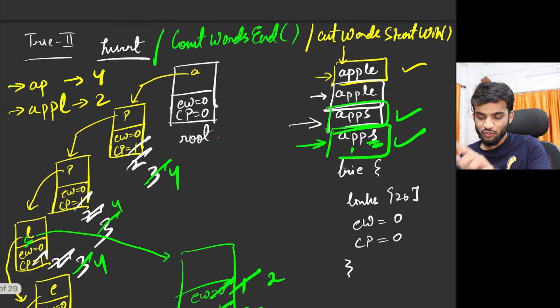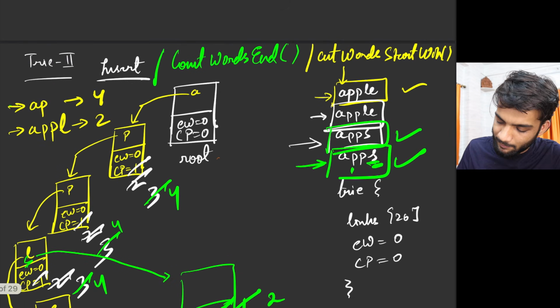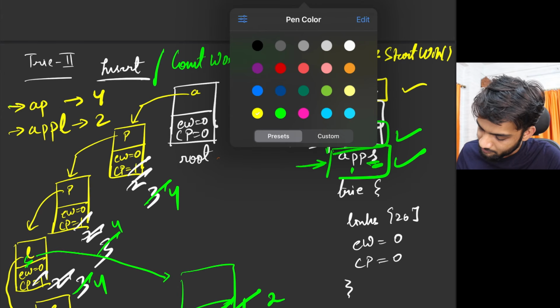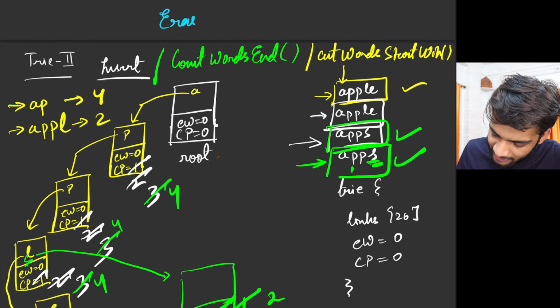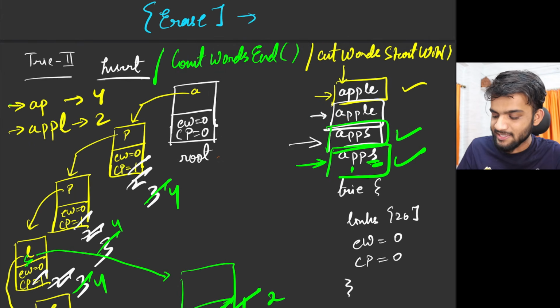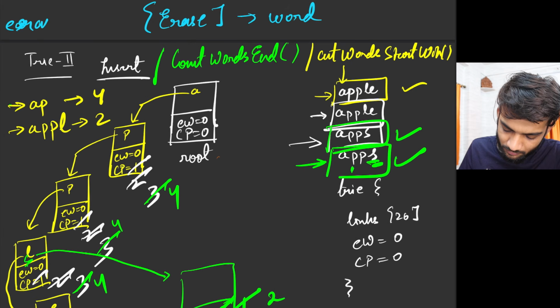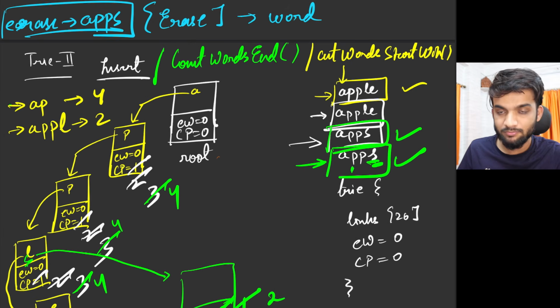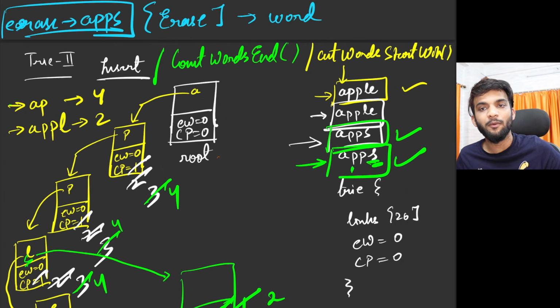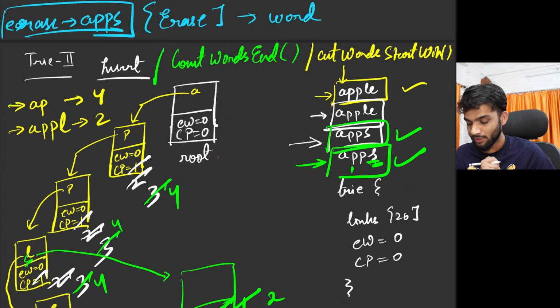Now there's one more function that remains, I'll just change the color. That is nothing but the erase function. When they say erase a particular word, for example, I say, hey, can you please erase the word apps? APPS. Can you please do it for me? I'll be like, okay, let's try that out. How do you do this? Very simple. It's the opposite.